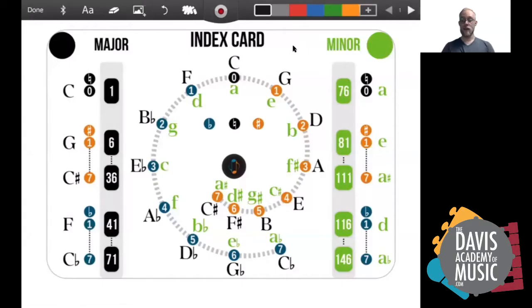In today's lesson, I'd like to talk to you about the circle of fifths. Now, the circle of fifths is obviously a circle. In this graphic, it looks more like a spiral, but really think of it as a circle, and that will be a little bit easier.